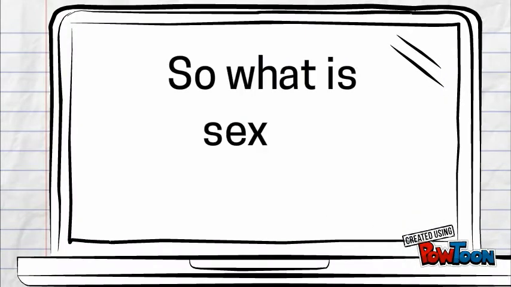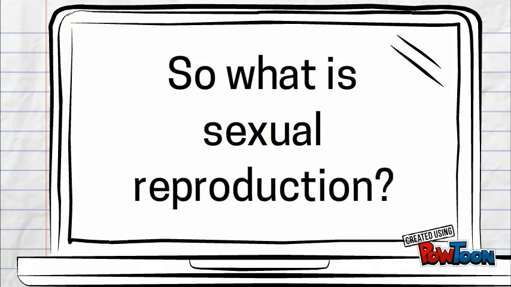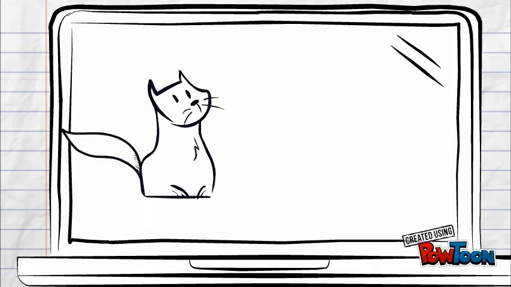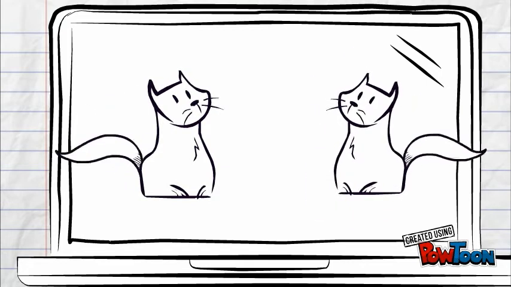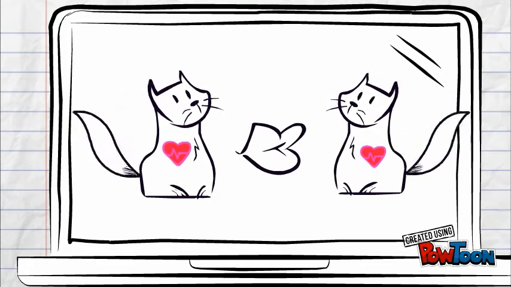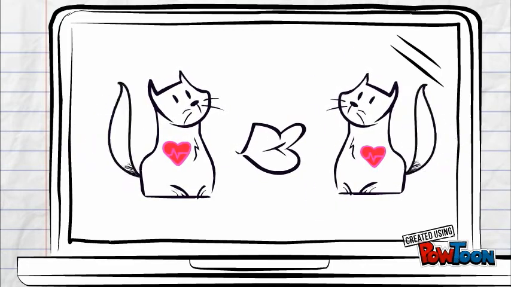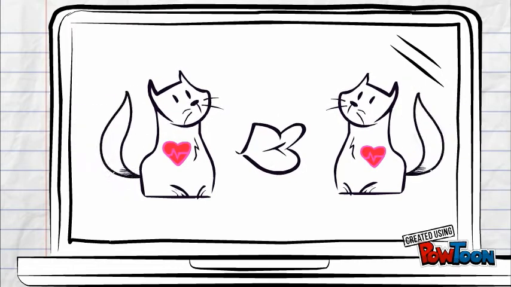So what is sexual reproduction? Well, sexual reproduction is the act of copulation between two eukaryotic organisms with the goal of producing fit offspring. The process evolved in the last common eukaryotic ancestor.